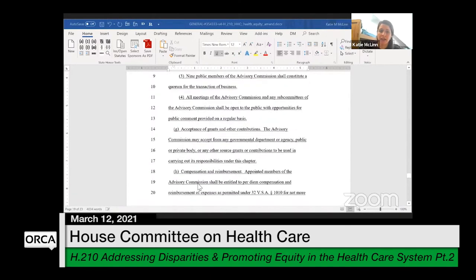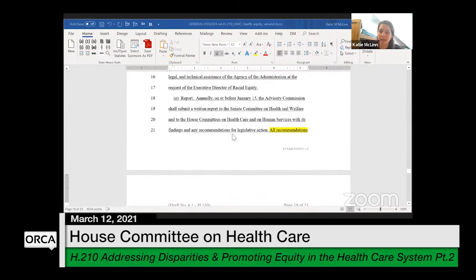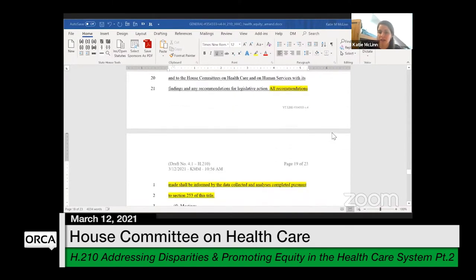The commission has an annual report that's required. And part of the report is findings and recommendations for legislative action. And I've written that all recommendations shall be informed by the data collected and analyses completed pursuant to section 253, the data collection section of the bill. So I've cross-referenced that work. Maybe this should be analysis and not analyses. I would throw in just one brief suggestion that we remove the word all because there could be recommendations that make sense to make that are not tied directly to the analysis. Okay. We'll just leave it a little bit more open.